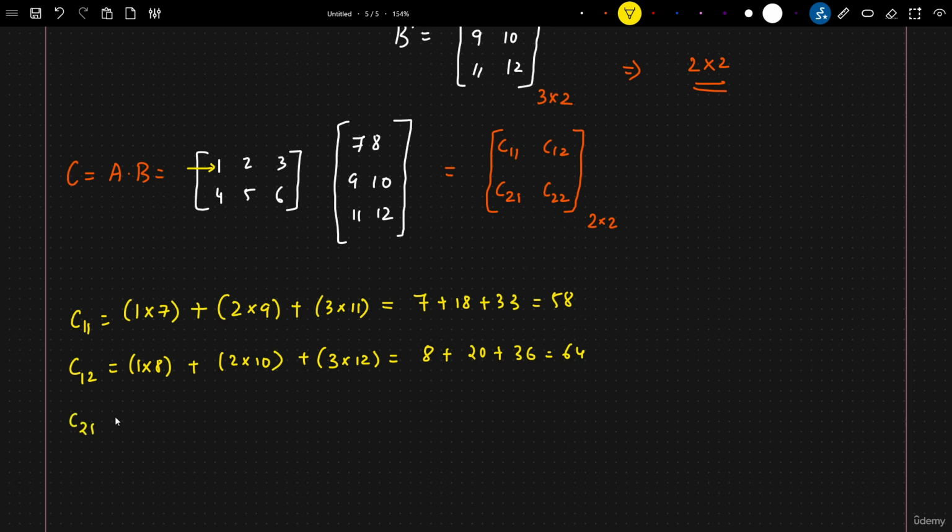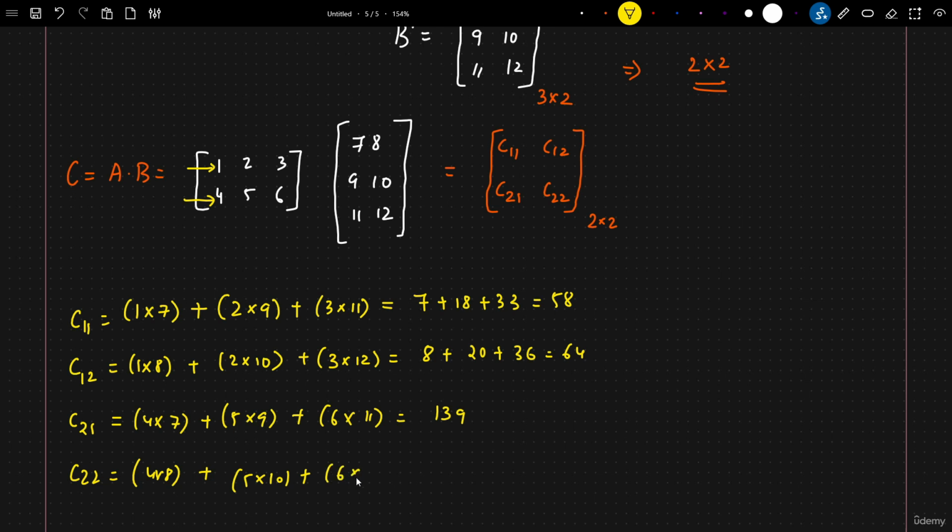Then I have C21. In C21, I will take my second row and multiply with my first column. So now I will have 4 multiplied by 7, plus the second element, 5 multiplied by 9, plus 6 multiplied by 11. Once I do this calculation, I will get around 139. You can do it. And finally, C22 is the second row and second column, with the same operation: 4 multiplied by 8 plus 5 multiplied by 10 plus 6 multiplied by 12 is equal to 154.